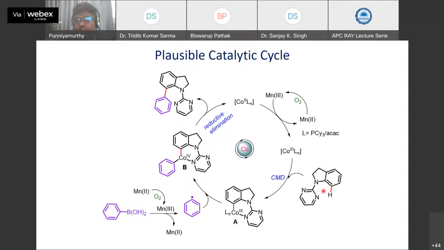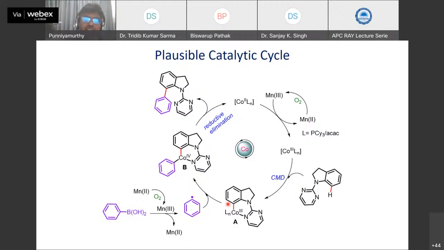That can make chelation and activation of the CH bond through the CMD process, concerted metallation deprotonation, and you will be able to generate this metallocycle. Once we have this one, this can react with the aryl radical. That is well known in the literature, and it can be generated from the boronic acid using manganese 3 species. This aryl radical can combine with the cobalt to give the cobalt 4 intermediate. This can give the product by reductive elimination to complete the catalytic cycle. You generate the cobalt 2, so it can carry out another catalytic cycle.